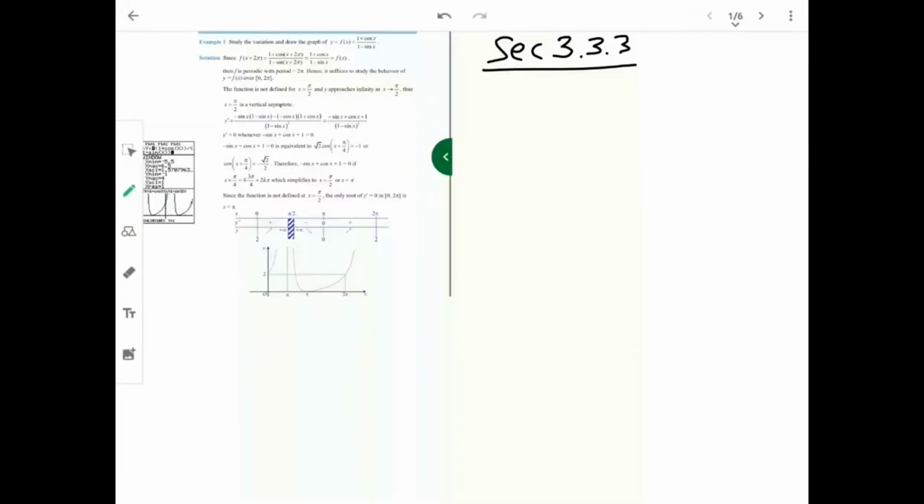That's it. To section 3.3.3. Let's do the first example just to learn how to do the questions in this section. Basically, what we want to learn in this section is how to draw the graph of a trigonometric function. So example 1 says, study the variation and draw the graph of y equals 1 plus cosine x over 1 minus sine x. One important thing in this question is they haven't mentioned what the domain is in which you have to draw the function.